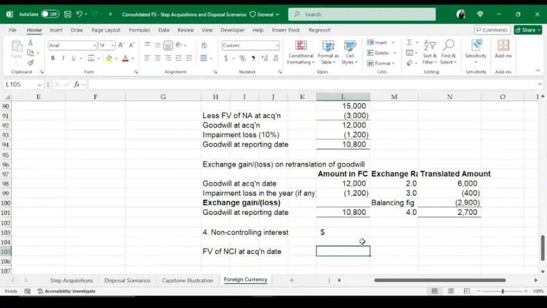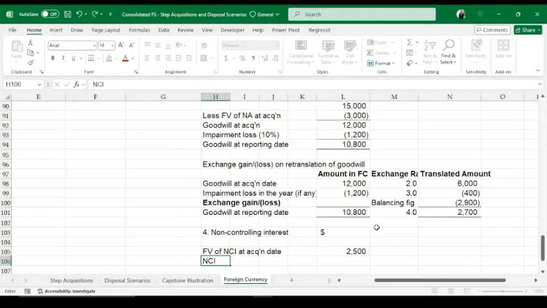So since we are presenting it in dollars, we've been told that the non-controlling interest was $5,000. So we are going to divide that, this is at acquisition, so we are going to use our opening exchange rate of $2 to $1, to get our dollar amount. So that will give us 2,500 right there. Okay, then we have NCI percentage of post acquisition profit.